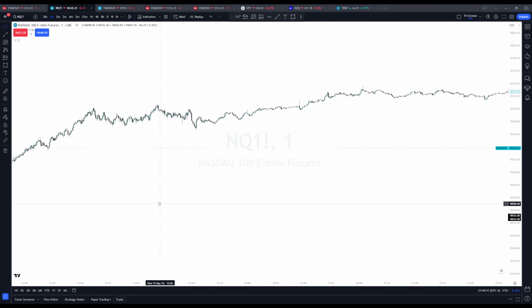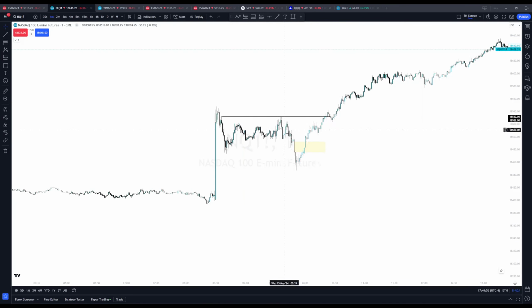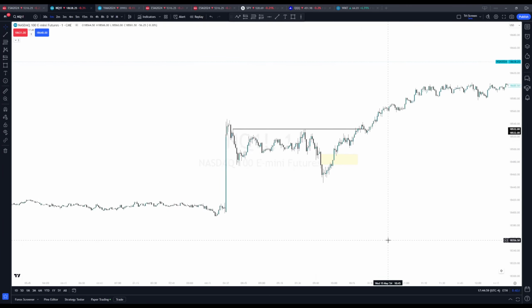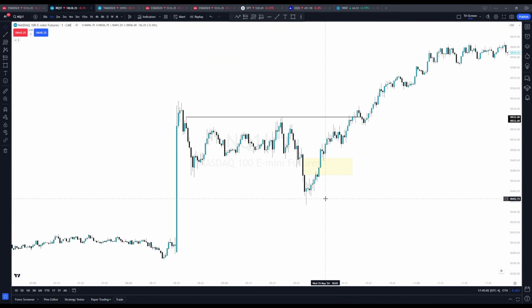We look for the same thing between 1:30 and 2 o'clock. We look for some kind of manipulation swing down or up. Around 1:30, between 1:30 and 2 o'clock, if we hit a 50%, sweep a high, sweep a low, and then start displacing up around 2 o'clock.